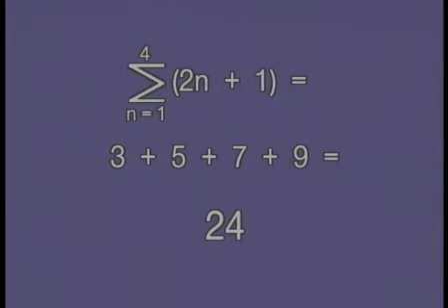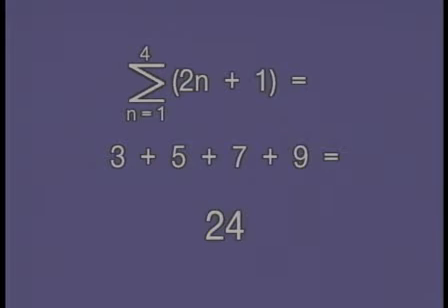And then n equals 1 means we're going to start with n of 1. n can start at 0, n can start at 2, or even 17 in some cases. And then the number at the top of the sigma, in this case the 4, is the number at which we stop. So n goes from 1 to 4. n equals 1, n equals 2, n equals 3, and n equals 4.